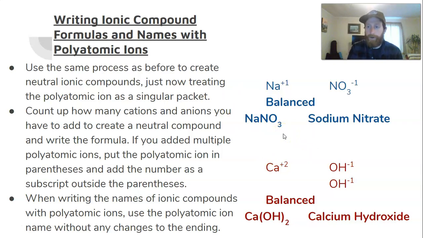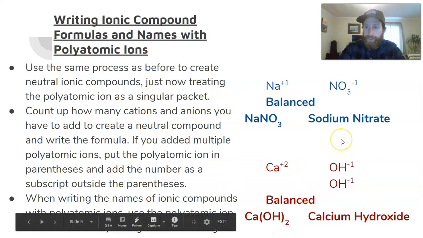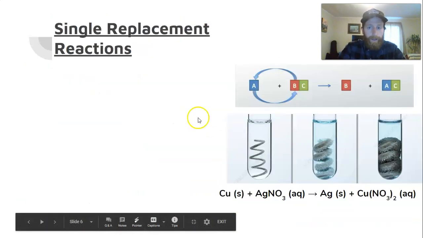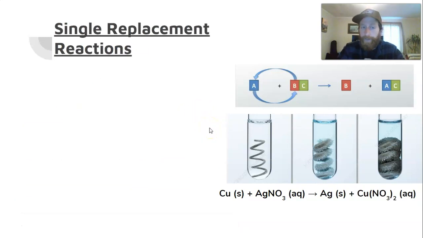This undoubtedly will probably leave you asking some questions. Feel free to use your resources, look online. There's lots of videos on this. Send me emails, send me texts, ask questions in Google Meets. This is definitely something that comes with practice. All right, so that's the P section of the assignment, is trying to write neutral ionic compounds that contain polyatomic ions. Do the best you can with that.